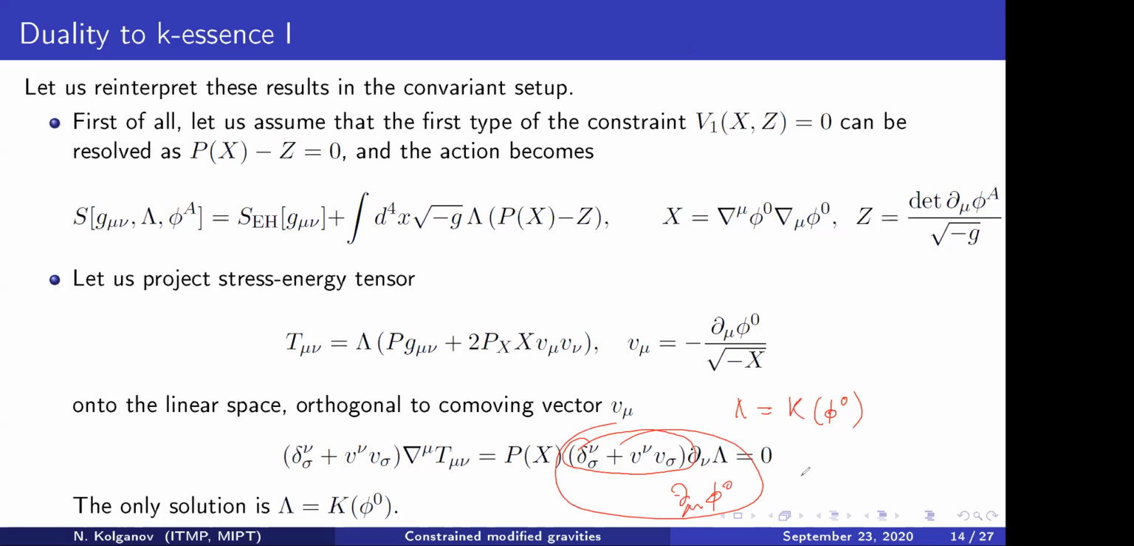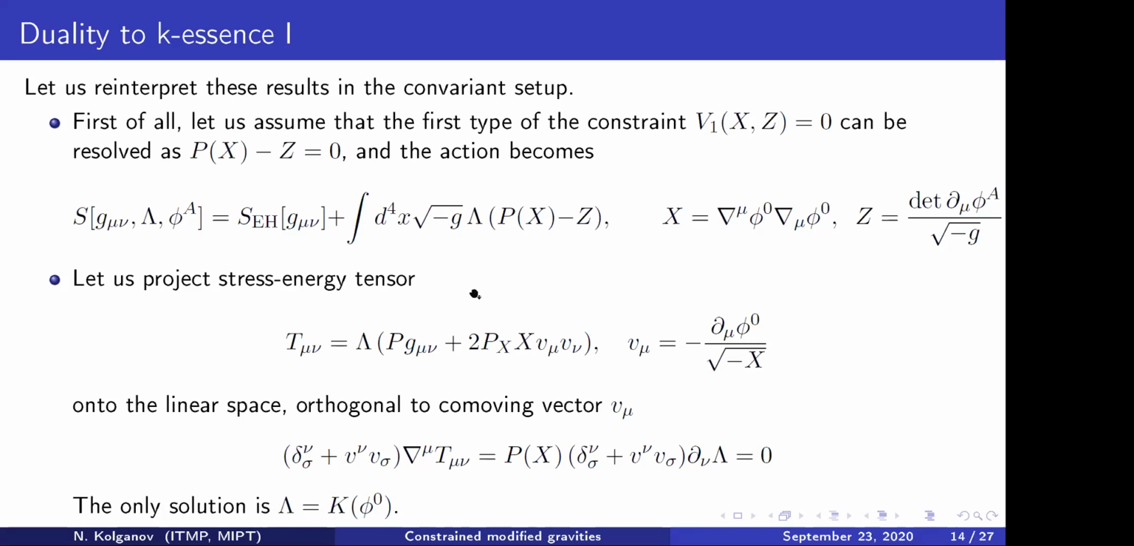So we find that this restriction tells us that d_mu lambda is proportional to d_mu phi 0, so that lambda should be some function of phi 0 and maybe some integral of motion, which doesn't depend on the space-time coordinates. Okay, it's a very non-trivial part of this work, because next we try to exploit this equality.